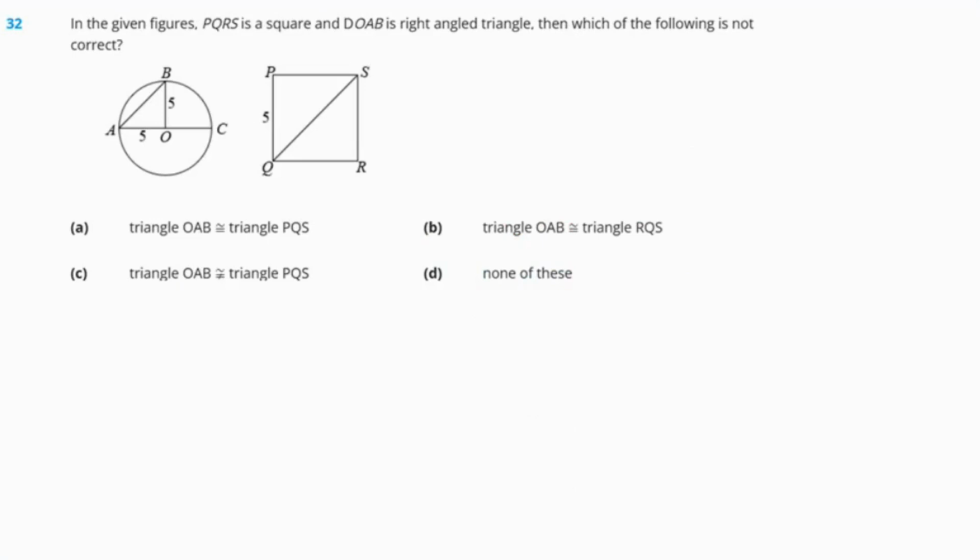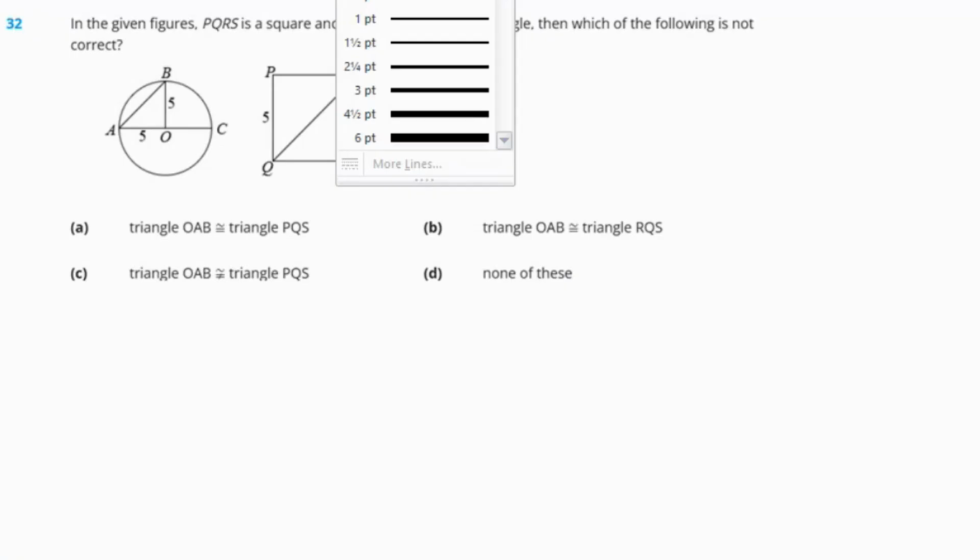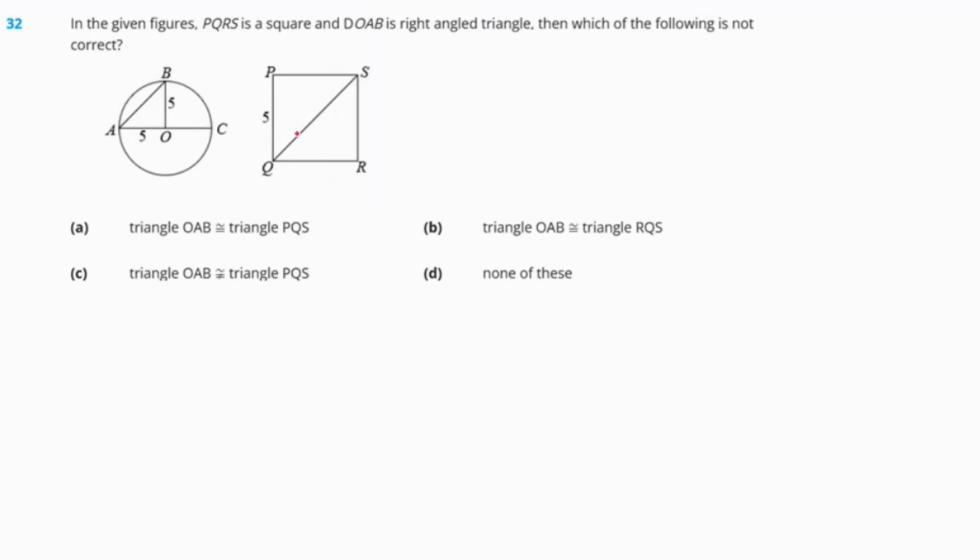Now the next question. In the given figure, PQRS is a square and OAB is a right angle triangle. Okay, OAB is a right angle triangle only. Then which of the following is not correct? Triangle OAB should be congruent to triangle PQS. On the basis of that, which of the following should not be correct?